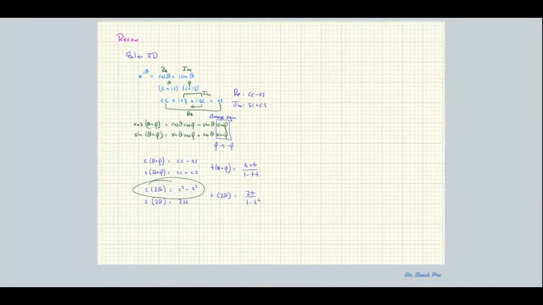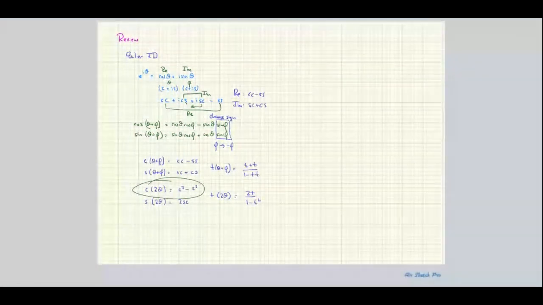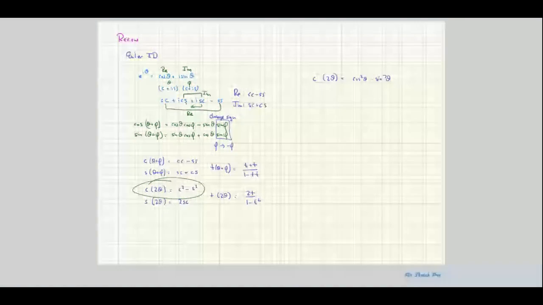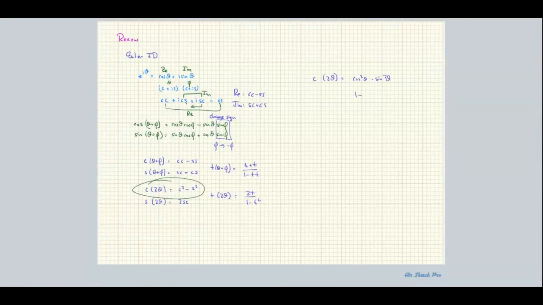Let's do that over here again. C 2 theta is cos squared minus sine squared theta, yes? And that's equal to 1 minus 2 sine squared. And it's also equal to 2 cosine squared minus 1. And that came from the Pythagorean identity.